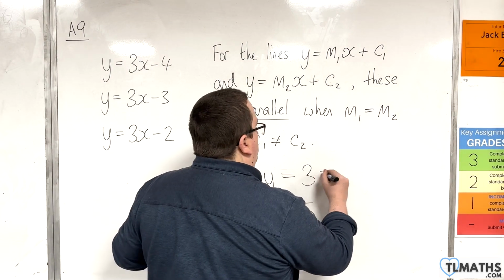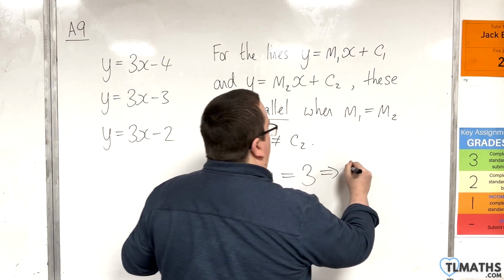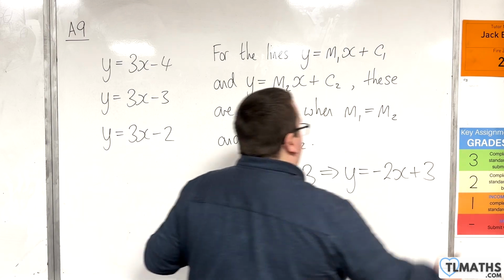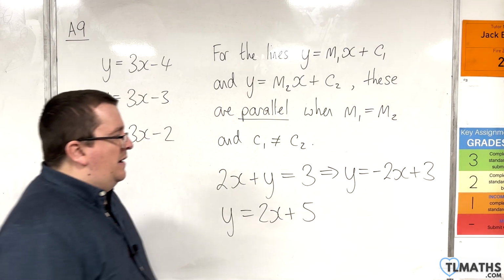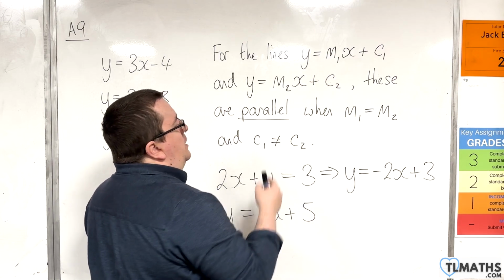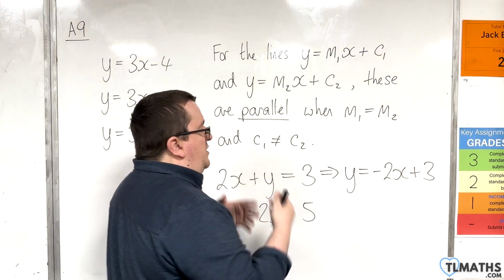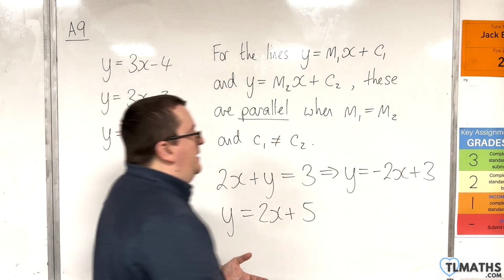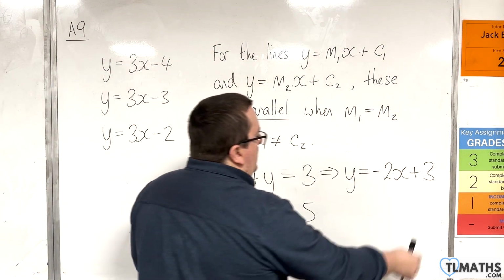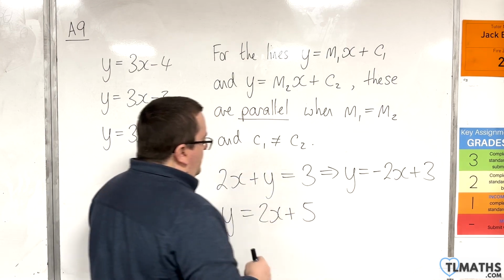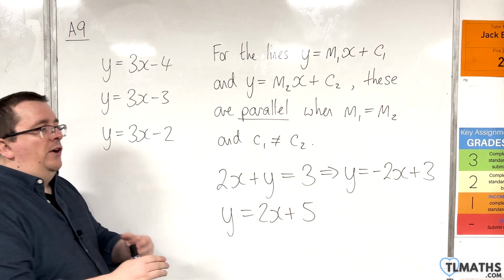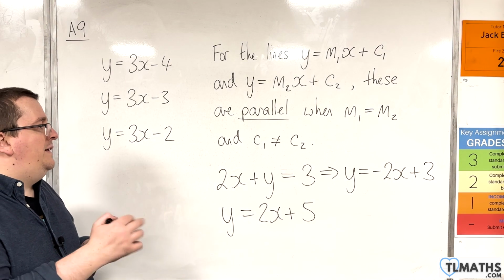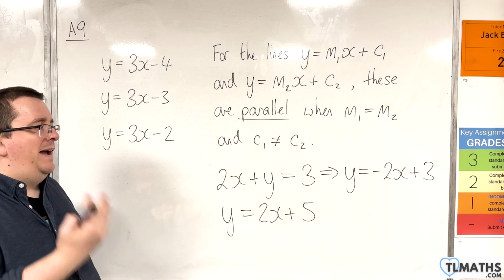So if I subtract the 2x from both sides, I get y is equal to minus 2x plus 3. And now, because it's in this form, you can compare them. Only when they're in that form can you properly compare their gradients and their y-intercepts. So here the gradient is minus 2, here the gradient is 2, so they are not parallel. So that is how you can identify whether two lines are parallel or not.